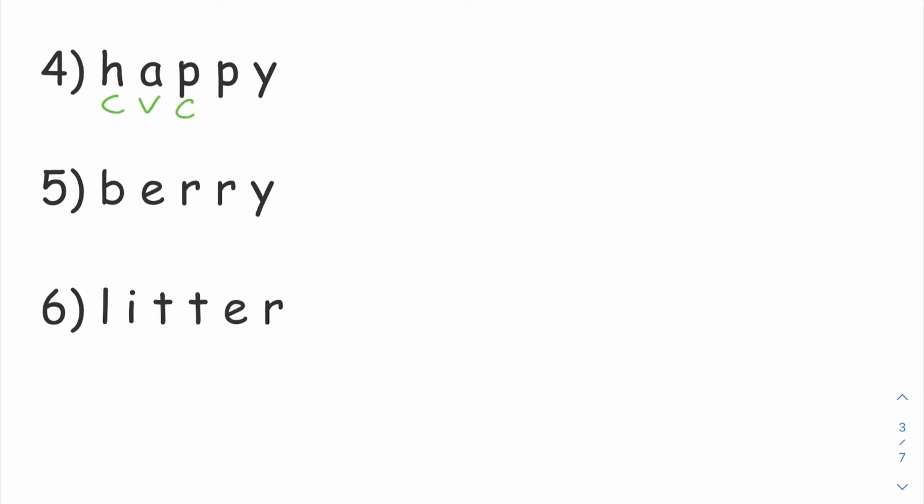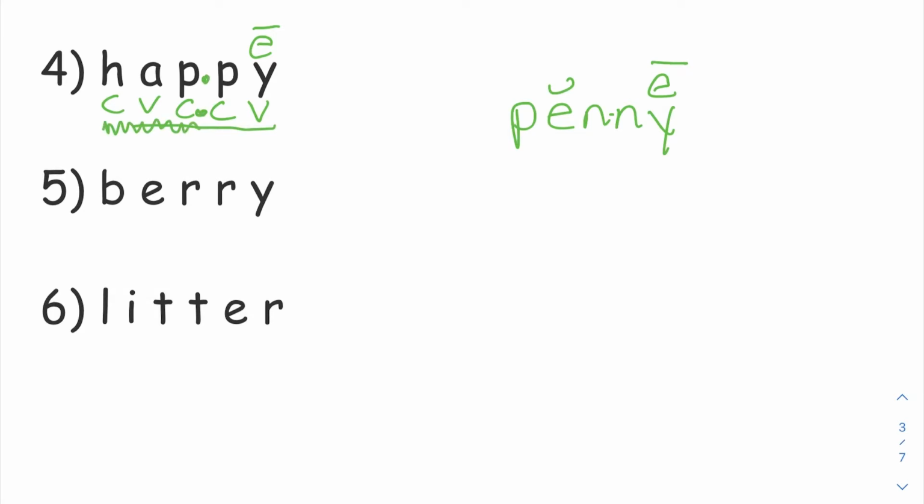Number 4. We see consonant, vowel, consonant, consonant. Remember that Y is going to make my long E sound at the end of a longer word, like our keyword, penny. Good. Vowel, consonant, consonant, vowel. So we'll divide in between the consonants. Consonant, vowel, consonant. Mark it with the breve. First syllable, hap. Second syllable, py. Happy. Good.